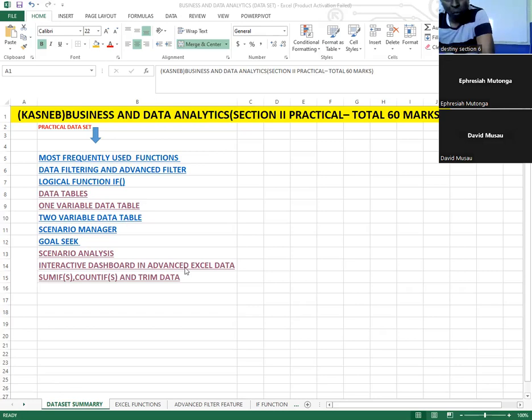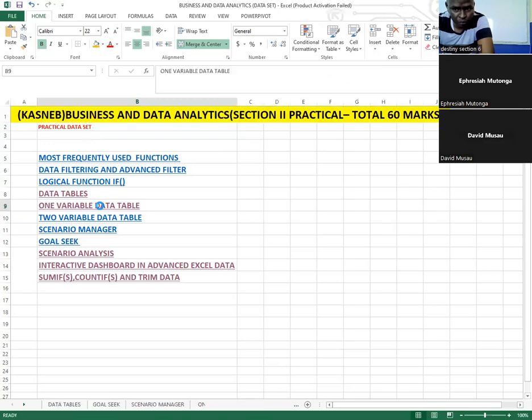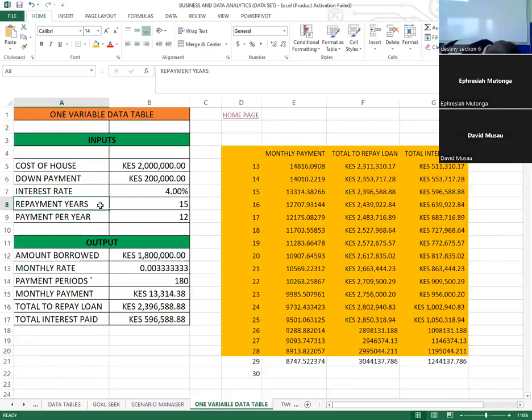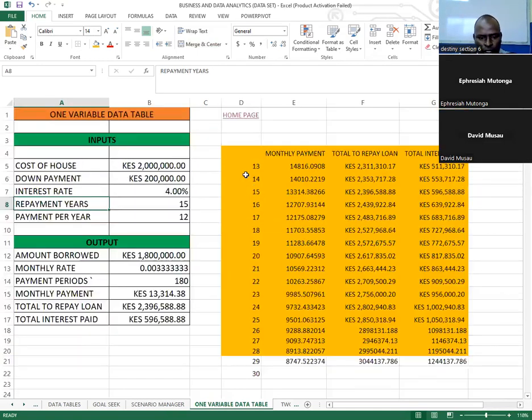Okay, so maybe I can do a recap about the one variable data table before we continue. So that was the data we were doing in our previous lesson. It was all about a mortgage.